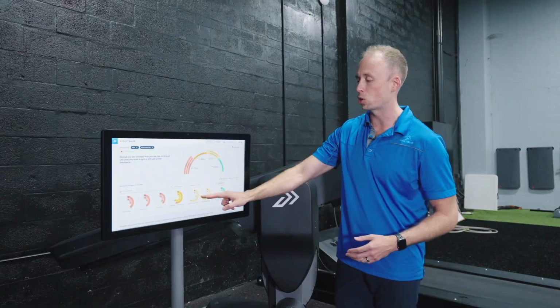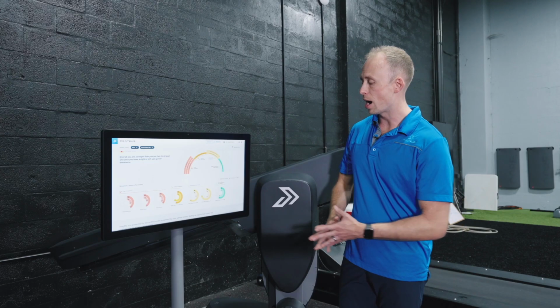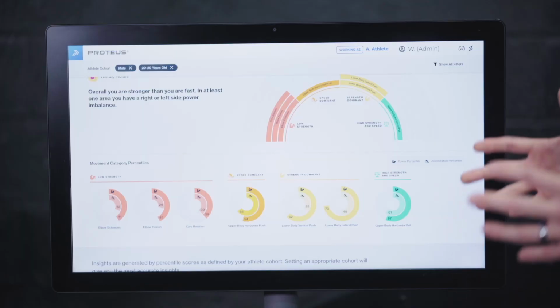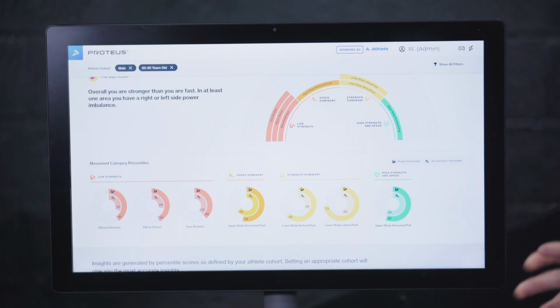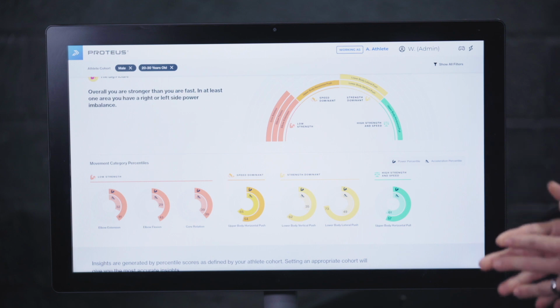Whereas anyone put into strength dominant will always have the outer ring being higher than the inner ring. And then obviously the last group is this kind of balanced group of high strength and speed, and that's where they're within those 5 percentile points of each other. You'll see that those bars will be roughly even.